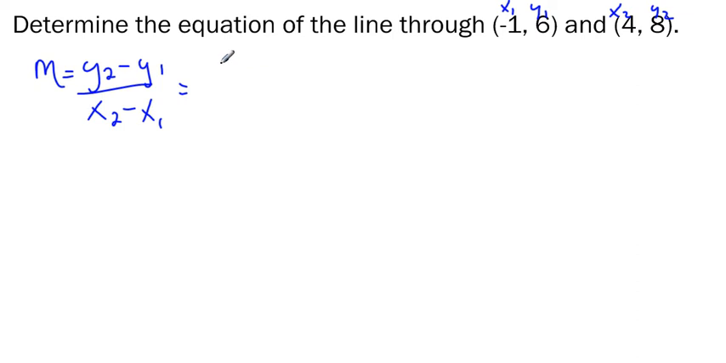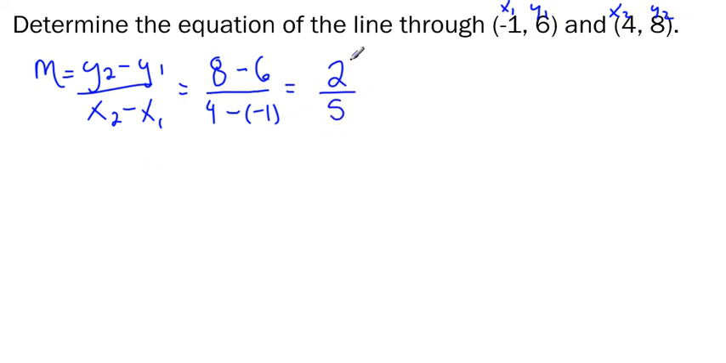So y2 is 8, y1 is 6, x2 is 4, and x1 is -1. So watch your negatives here again. So that leaves me with 2 over 5. So that gives me my slope.